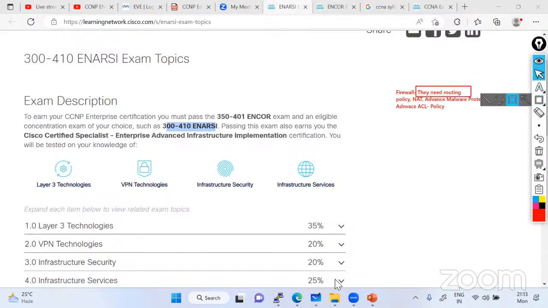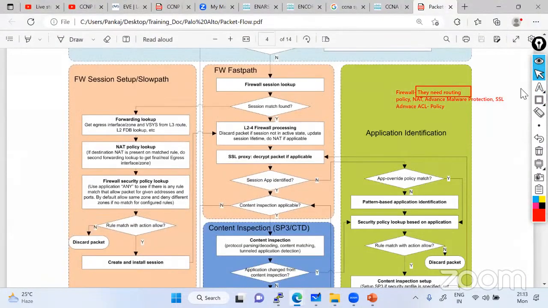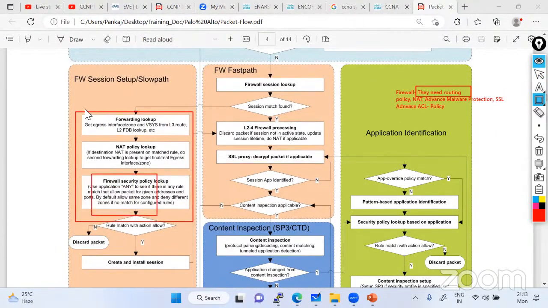If I open the packet flow, the firewall processes the packet based on three pieces of information: one is the routing, one is the NAT policy, and the other is the security policy. Routing is always checked in the first place, even before NAT and the policy. From the Palo Alto point of view, routing is everywhere. You cannot go away from routing.